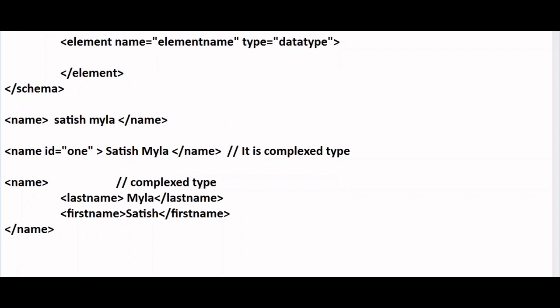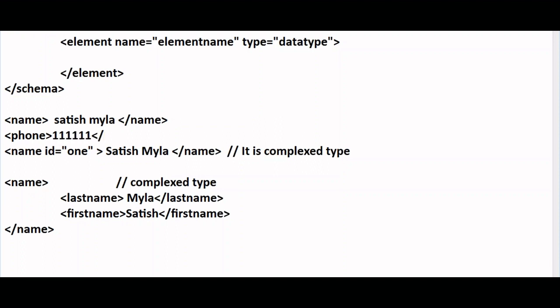Right. When you go to the name, it is a simple tag. So any element which takes a text value is a simple tag. Element without attributes, without child elements, we call it a simple tag. So schema has two types of data types: simple tag and complex tag.